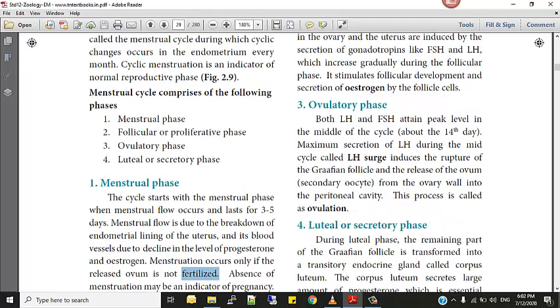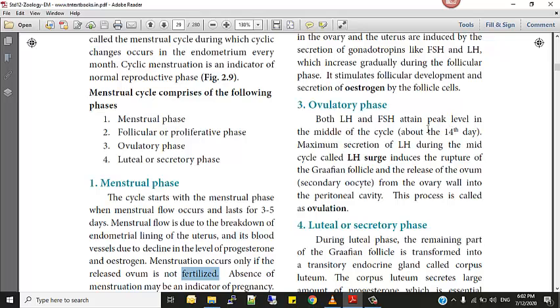And now what happens during the ovulatory phase? Both LH and FSH attain a peak level in the middle of the cycle, about the 14th day. The maximum secretion of LH during the mid-cycle, called LH surge, induces the rupture of the Graafian follicle and release of the ovum, the secondary oocyte, from the ovary wall into the peritoneal cavity.